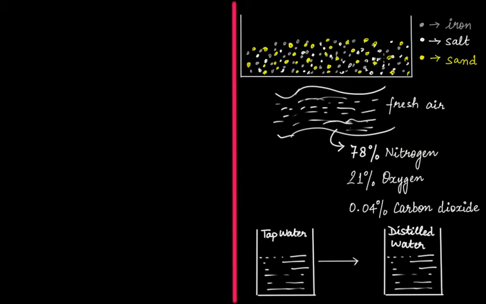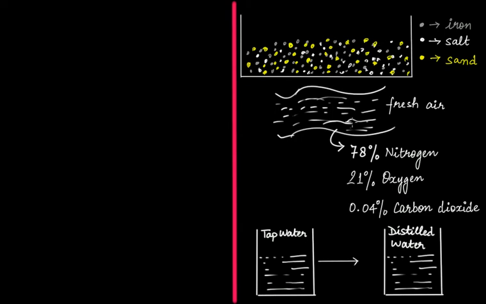It's a physical combination, not a chemical combination, because it is up to you. You can increase the quantity of this iron particle, or the quantity of this salt particle, or the quantity of this sand particle. It's up to you to change the ratio of the particles here. That's why it's a mixture, because it's just a physical combination and not a chemical combination. That is why it's a mixture of three substances.